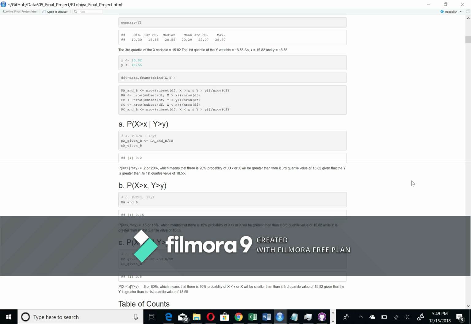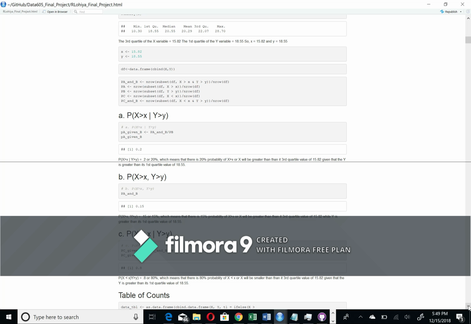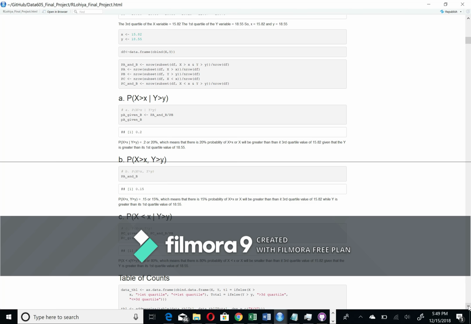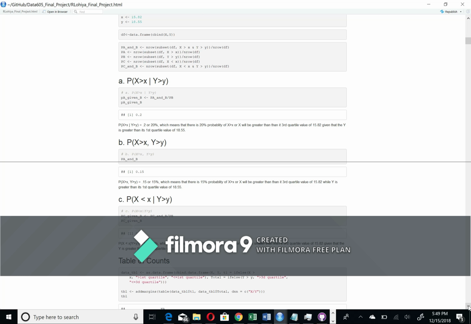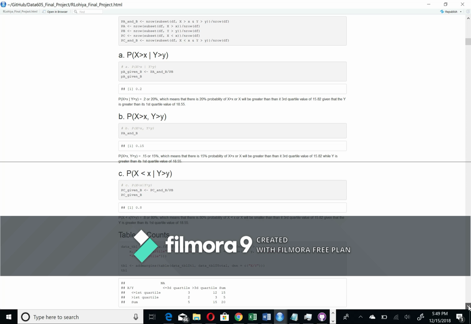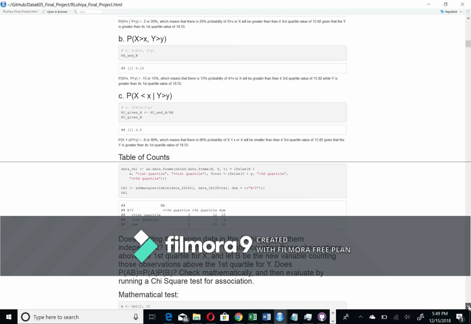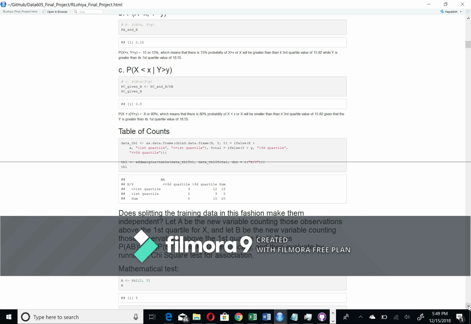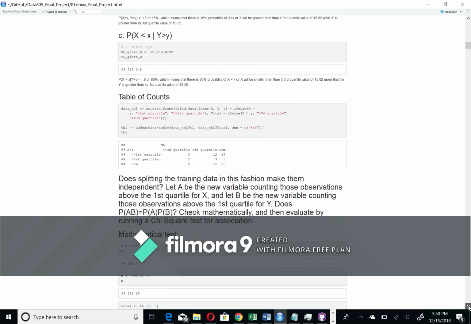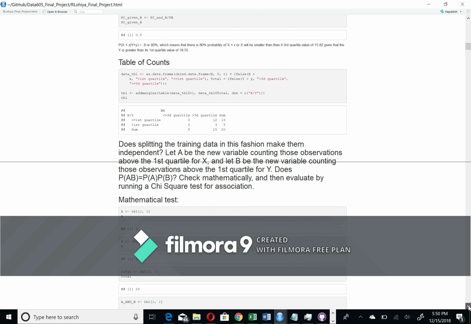The second was the probability of x greater than small x and y greater than small y, and that probability came to 0.15. The third one was the probability of x smaller than small x given that y is greater than small y. For that I got a probability of 0.8. Then I did the table of counts, so you can see the table of counts below.